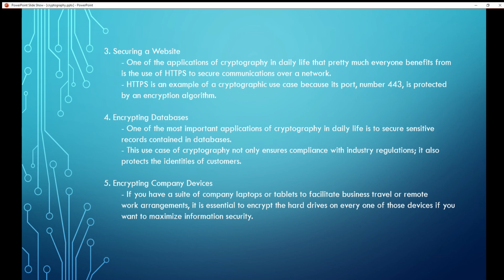And lastly, encrypting company devices. If you have a suite of company laptops or tablets to facilitate business travel or remote work arrangements, it is essential to encrypt the hard drives on every one of those devices if you want to maximize information security. This is particularly important for industries such as finance and healthcare, where sensitive data is protected by several regulations.